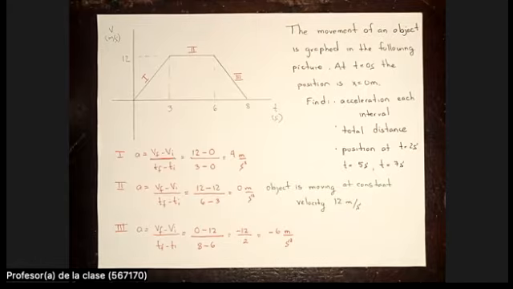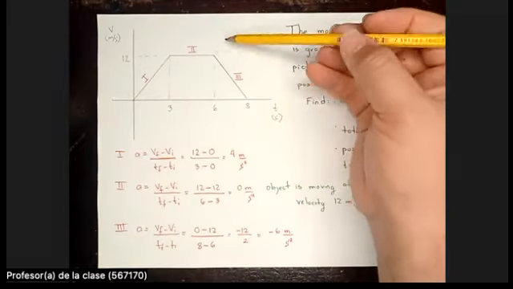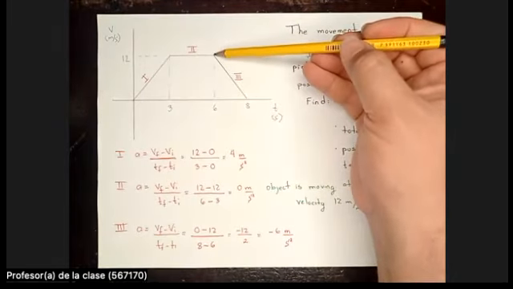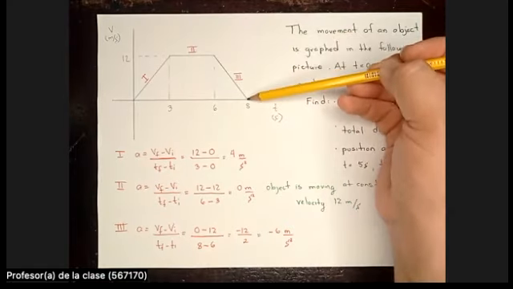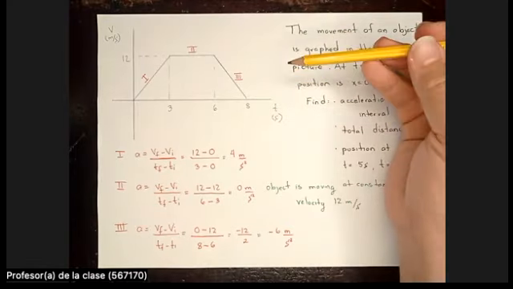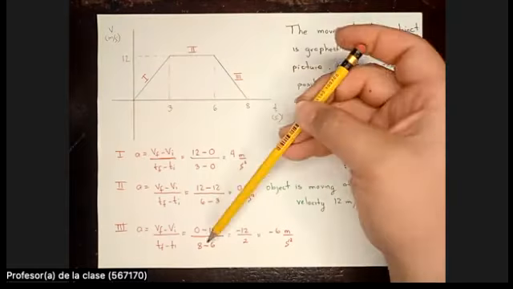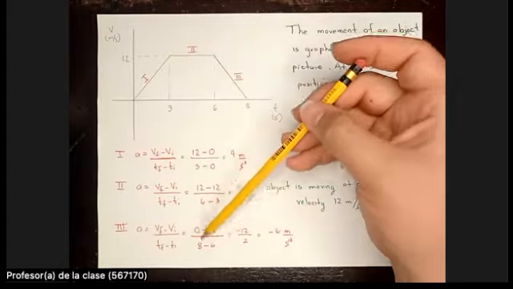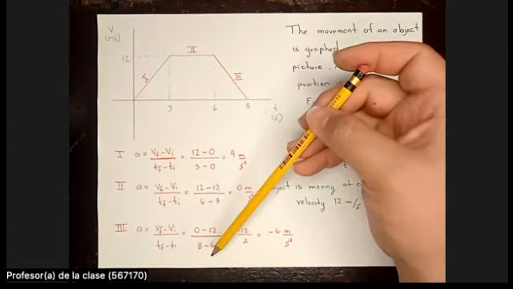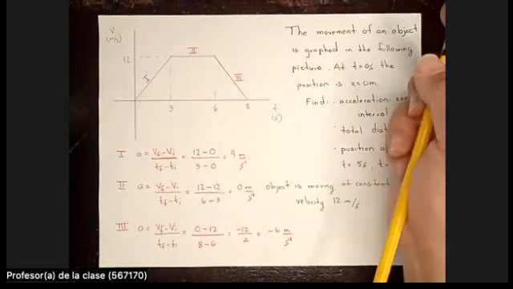Remember that if you are reading the graph, you read from left to right. So this is the initial point. This is the final point. Remember that, please. That's the reason why the final velocity is 0 and the initial velocity is 12. Final time 8, initial time 6.